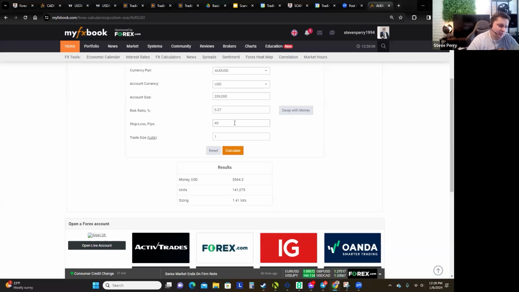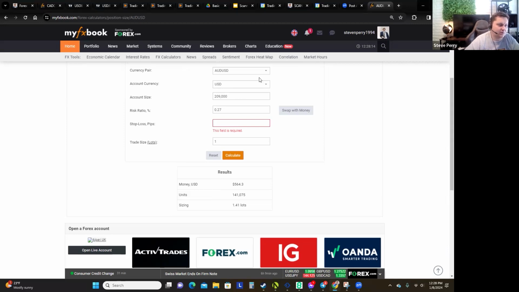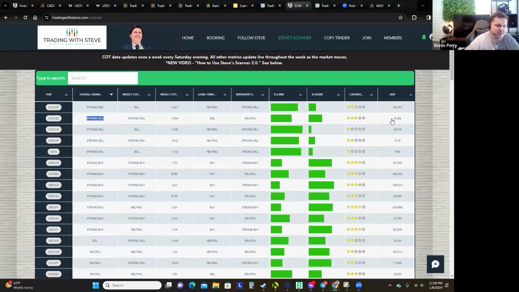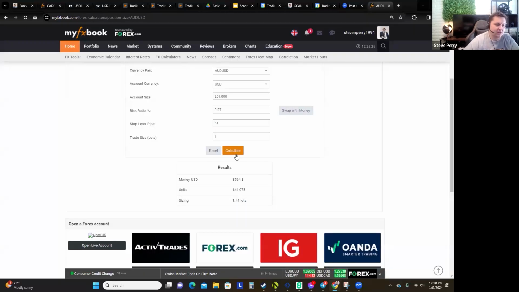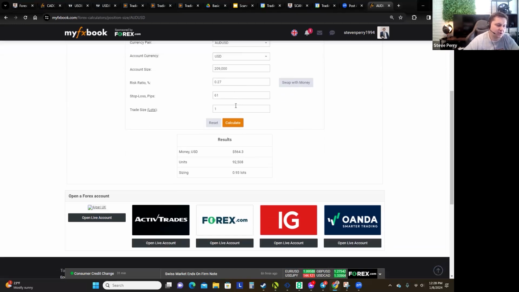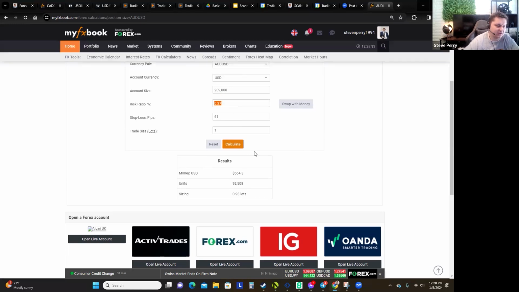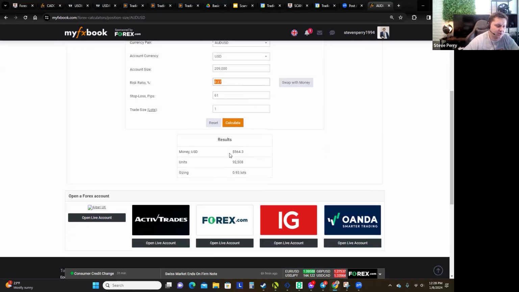Now I've got to change my stop loss because the stop loss was designed for the Aussie franc. Now I need one that's designed for the Aussie dollar. What is that going to be? Well, let's go over here. What's the average daily range? It's about 61 pips. 61 is the average daily range for the Aussie dollar, so let's put 61 in. Now we click calculate. Boom, already done. This is saying if you want to risk 0.27 of your account and assuming all these other variables, you will risk $564, and in order to do that you need a 0.393 contract. Perfect. Now we're ready.